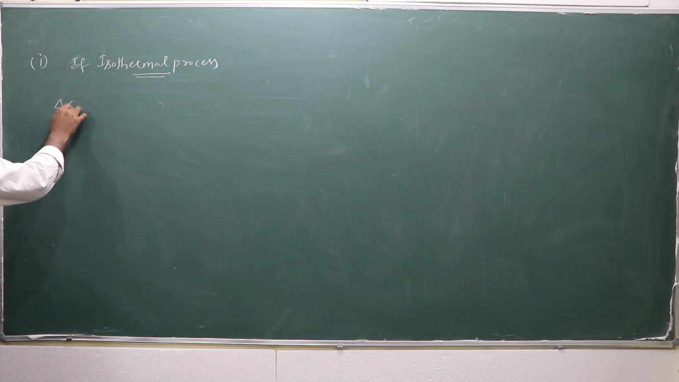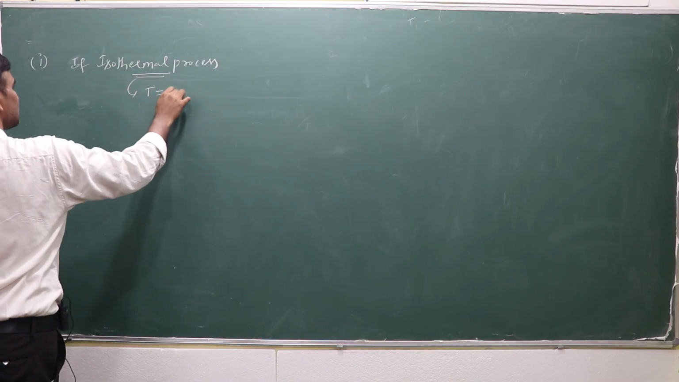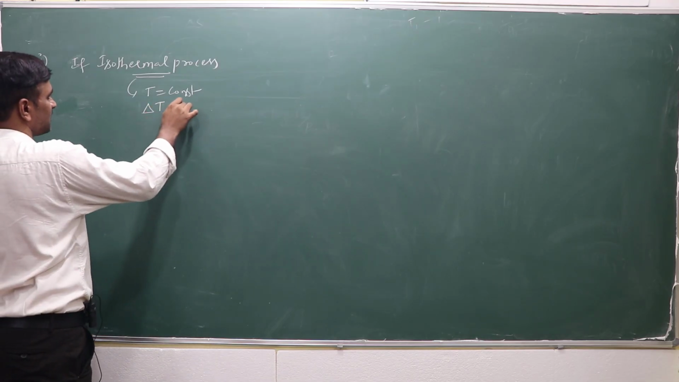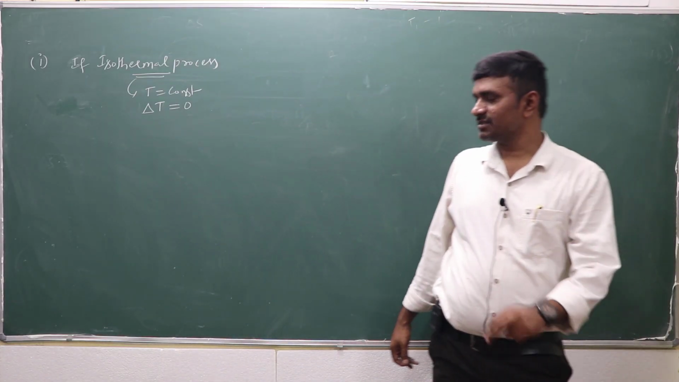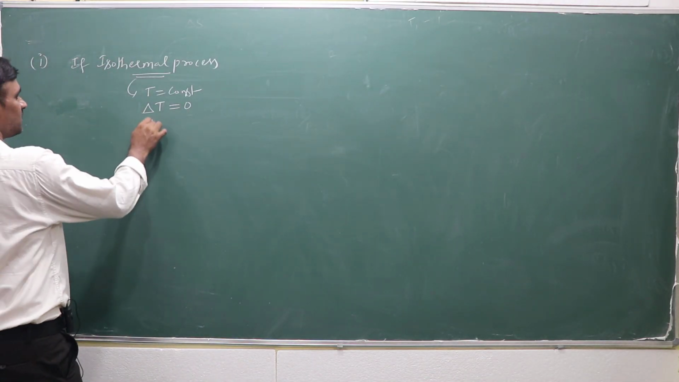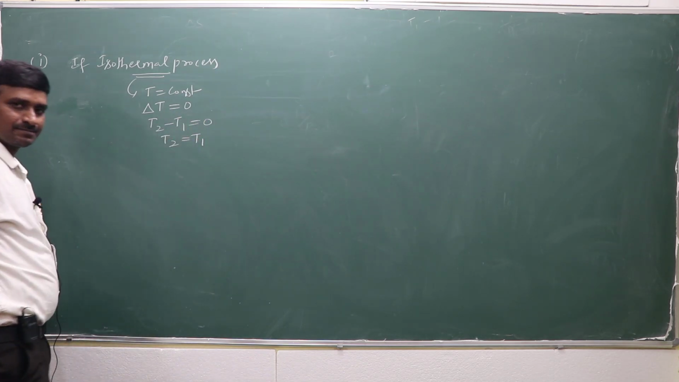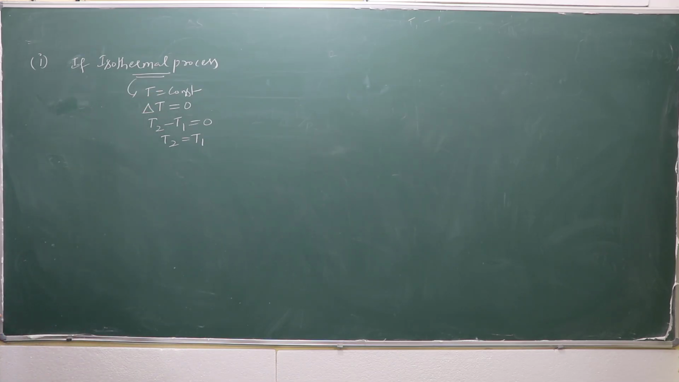so what will happen? If the process is isothermal, what is isothermal? Temperature is constant, change in temperature is 0. Temperature is constant, isothermal process. I mentioned that earlier in the basic cases. So that means T2 minus T1 is equal to 0. That means T2 is equal to T1. Temperature will be the same and constant, dT is 0. Not that temperature is 0. Temperature is constant, change in temperature is 0 in isothermal process.